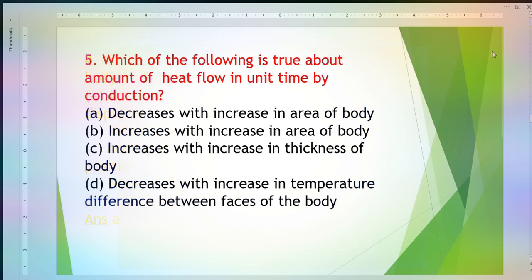Our next question is: which of the following is true about amount of heat flow in unit time by conduction? The options are decreases with increase in area of body, increases with increase in area of body, increases with increase in thickness of body, decreases with increase in temperature difference between faces of the body. The correct option is increases with increase in area of body.